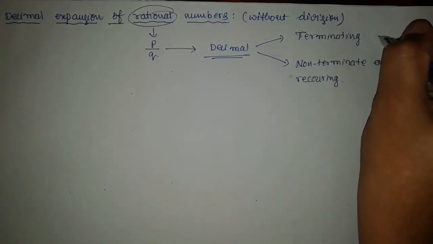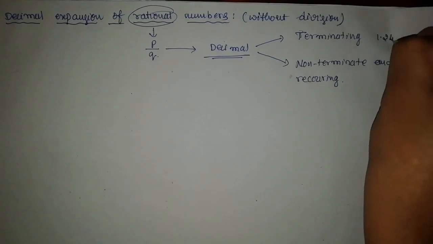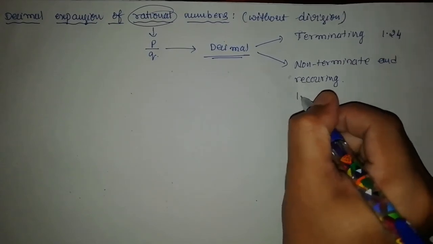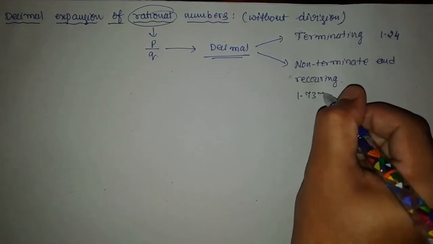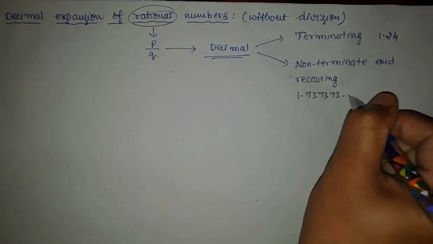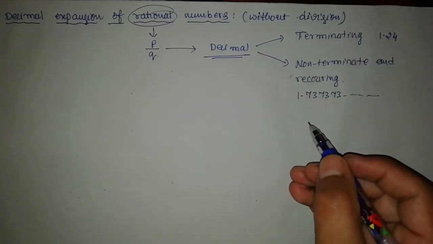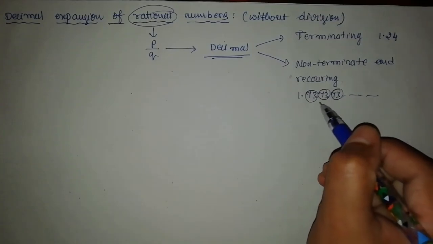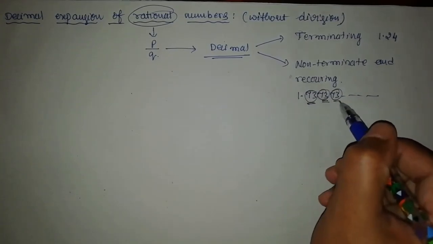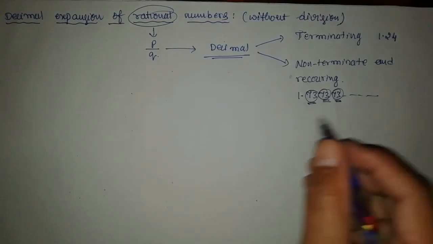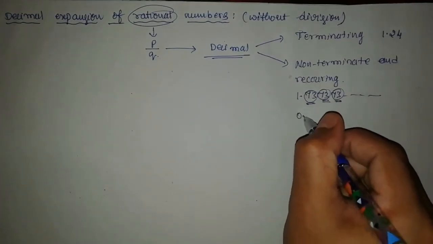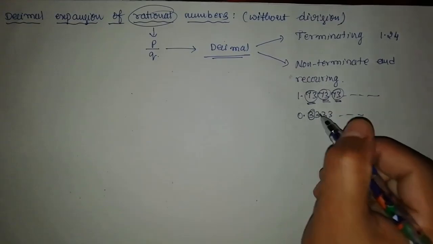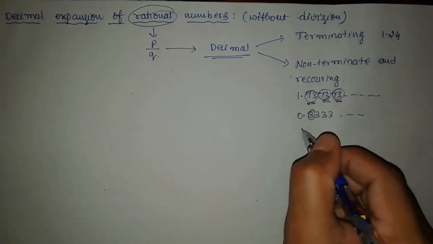I will give an example for you. Terminating means, for example, 1.24, it is terminating. But if I consider a number like 1.737373 and so on, this is non-terminating but recurring. Recurring means a string of digits goes on repeating. Here the repeating string contains how many digits? 2 digits. If I consider 0.3333 and so on, here 3 goes on repeating. The repeating string contains only 1 digit.